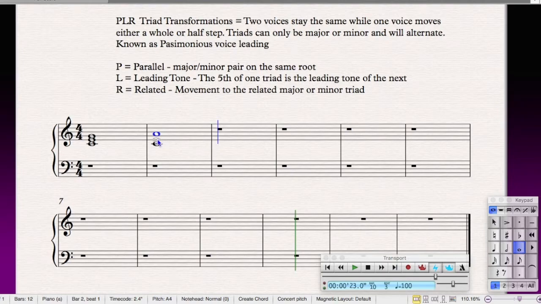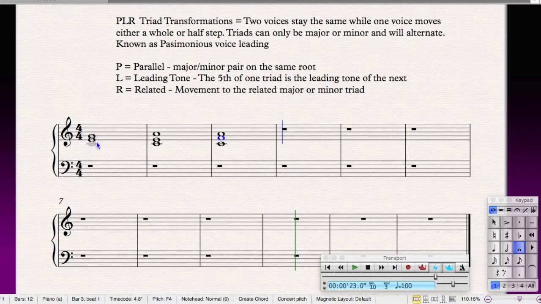And the next one I see right here, A, C, E. E is the fifth of this chord, and if you notice, if we move the fifth up a half step, E becomes the leading tone of F. So we will use the leading tone transformation where the fifth of the triad is the leading tone of the next triad. So I'm going to keep the C, we'll keep the A, and this E right here we are going to move up a half step to F, which gives us F, A, C, which is a major triad.